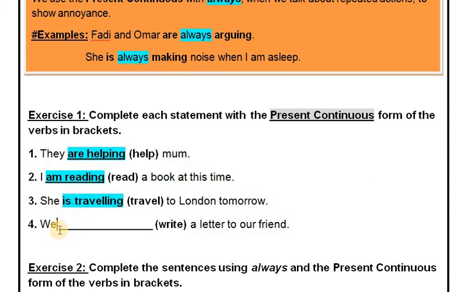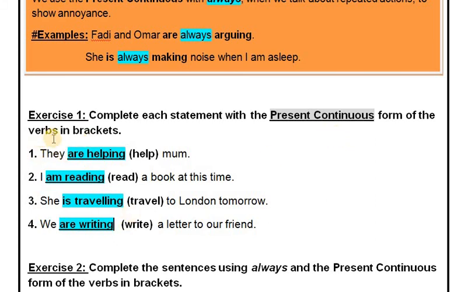The last one, number 4. We write a letter to our friend. What do you think, guys? We, plural, so we need to use are. What about writing? Look at the verb here. This verb ends with e. What do you think? بقدر أخلي write زي ما هي وأضيف ing? Or we need to remove e then add ing? Writing. What about the e here? شو بالنسبة للإي؟ We remove it. حذفناها. Then we add ing.